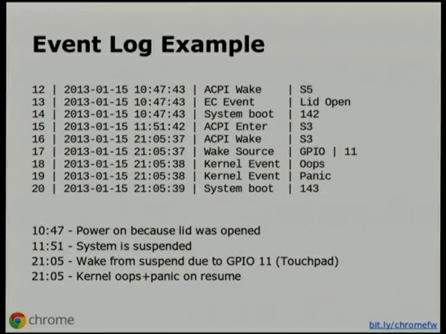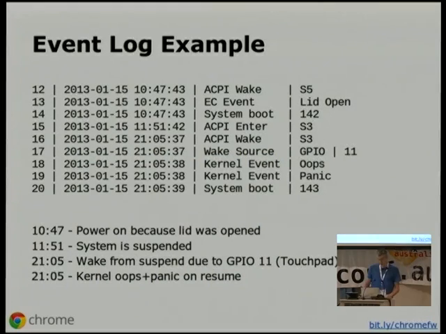So here's a quick example of an event log from a system I grabbed a couple of weeks ago. By default, the log just looks like it's full of all these events. But what it can tell us about the system is that it powered on because the lid was open at some point. The EC got an event saying lid open. Then the system went to sleep about an hour later. Many hours later, it was woken from suspend due to a GPIO event. In this particular system, GPIO 11 is the trackpad wake event. And as soon as it woke up, it got an oops and a panic, and it rebooted.